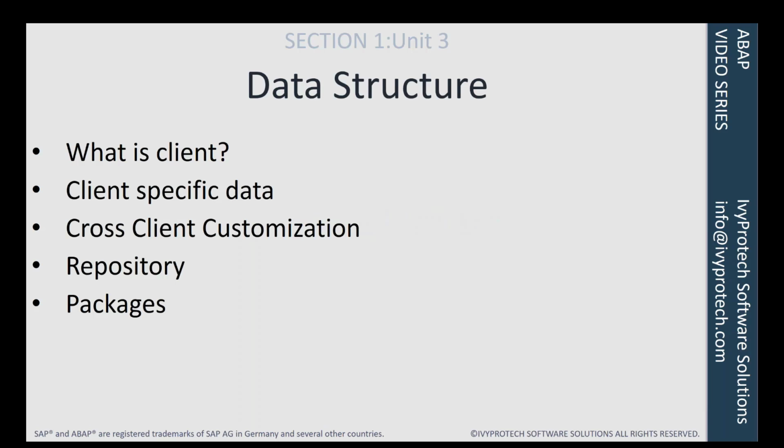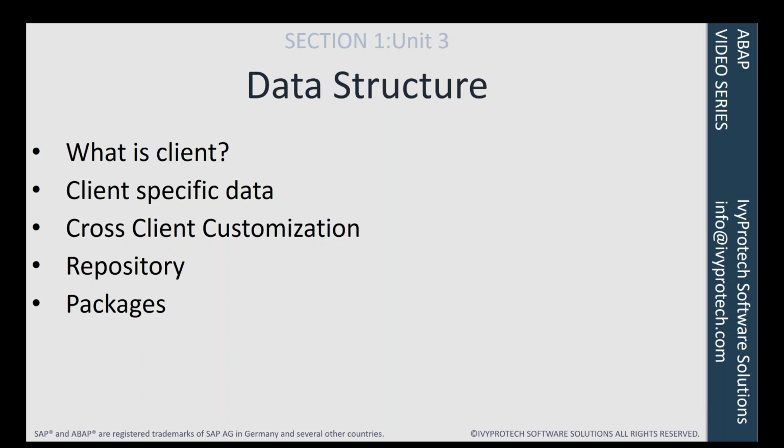I'll be explaining these terms. There's something called client, so we'll see what a client is. When you're saving any data, the data could be client specific data or it could be cross client data. So we'll try to understand the difference between client specific customizing and cross client customizing. And then there's something called repository. It basically means all the database where you're storing the data.